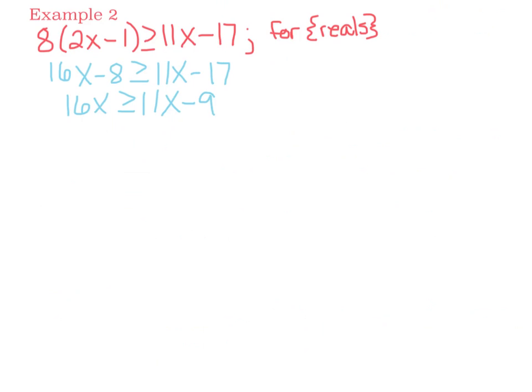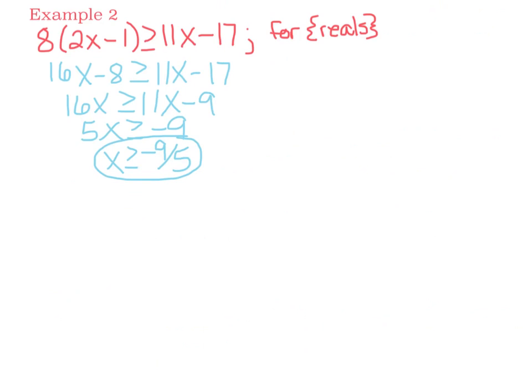And we're going to take 11x away from both sides, so we've got the x's on the left. 16x minus 11x would be 5x. 5x is greater than or equal to negative 9. And then we're going to divide both sides by 5. 5 is positive, so we don't switch the sign. x is greater than or equal to negative 9/5. So that is our solution, or that is our answer.